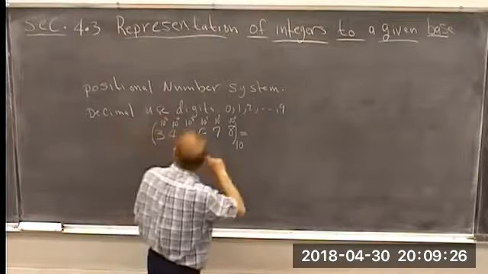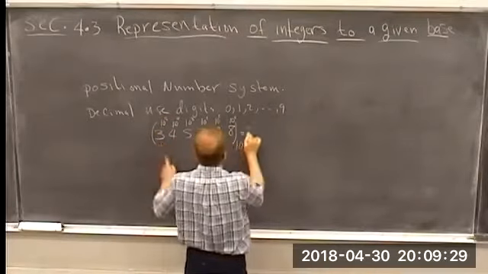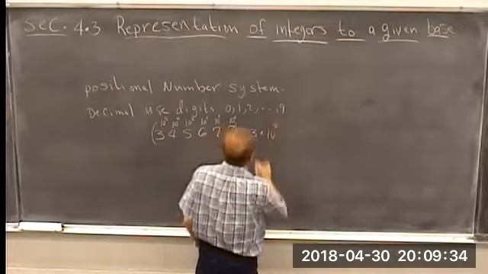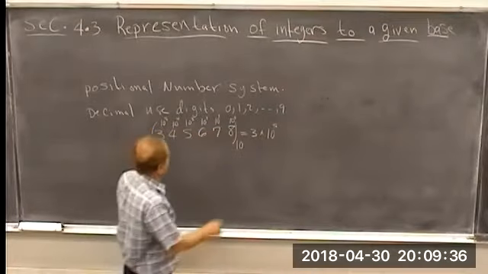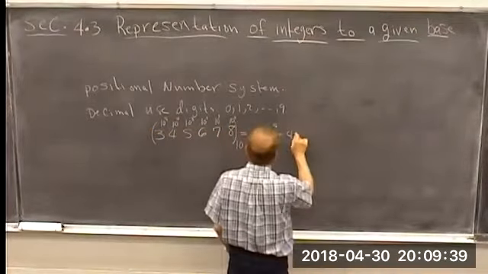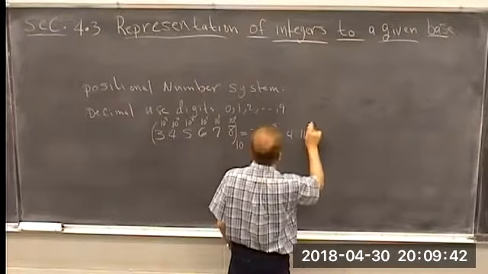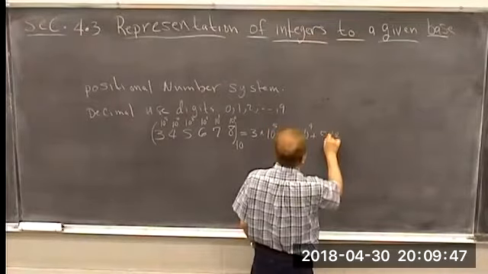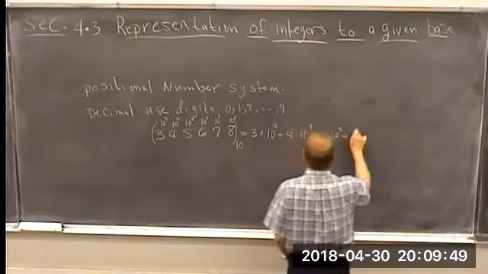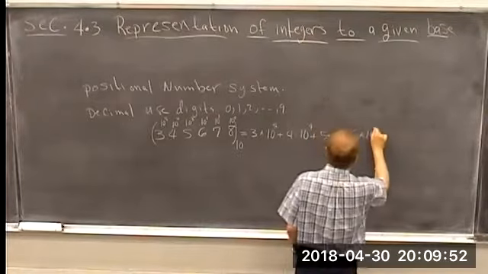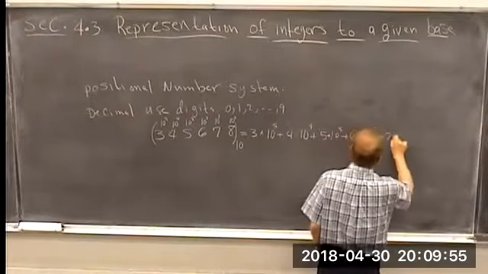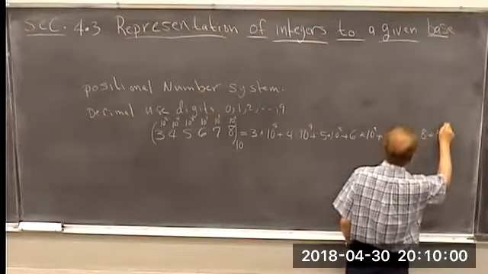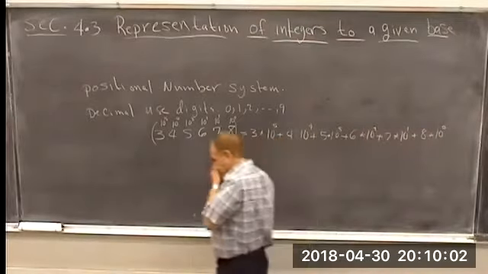So the numerical value of this number: the 3 here is actually worth 3 times 10 to the fifth, and the 4 is 10 to the fourth, and so on. 5 is 10 to the third, 6 we have 10 squared, and 7 is 10 to the first, and this 8 is 10 to the 0, which is just 1, but that's what it is.